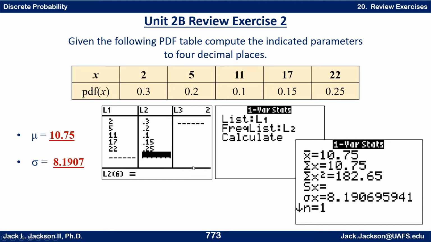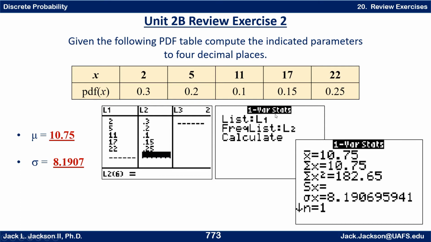But if you have your calculator, say a TI-84 calculator, it's really, really easy to do this. You just go to your list. So go to Second, Stat, Edit, put your cursor on L1, hit Clear and Enter. Put your cursor on L2, hit Clear and Enter. And then type in the X values, 2, 5, 11, 17, and 22 into list 1. Hit Enter after each one. And then over here, put the corresponding PDF values, in other words, the corresponding probability values: 0.3, 0.2, 0.1, 0.15, and 0.25.